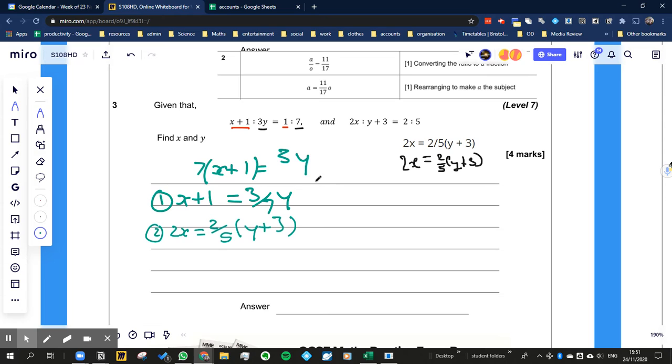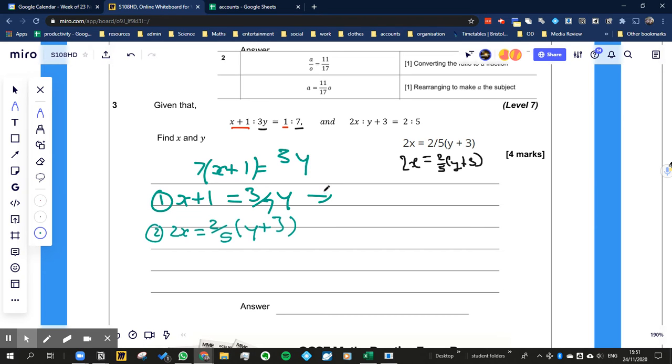So, to be honest with you, I would use the sort of fail-safe method of solving simultaneous equations. A lot of teachers will teach you some shortcuts, which will be really good. We can go into that later on. But what I would do is rearrange it to say x equals.